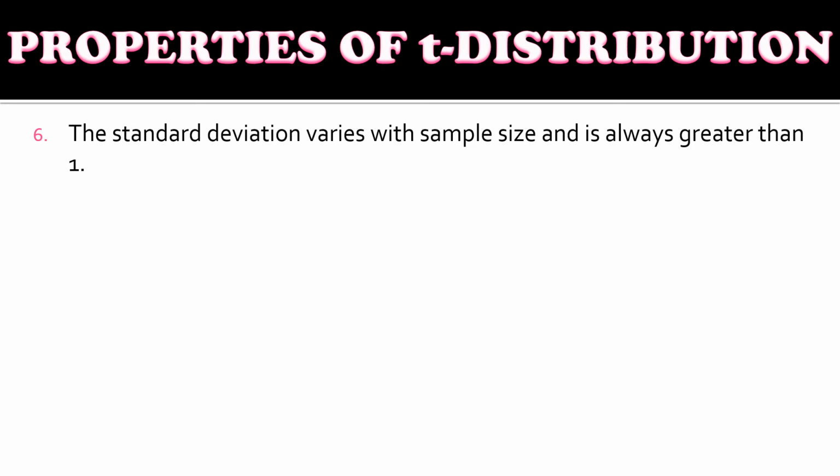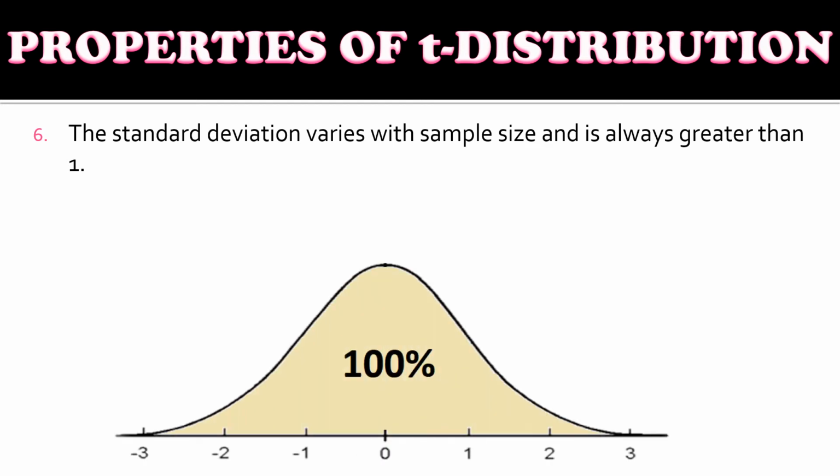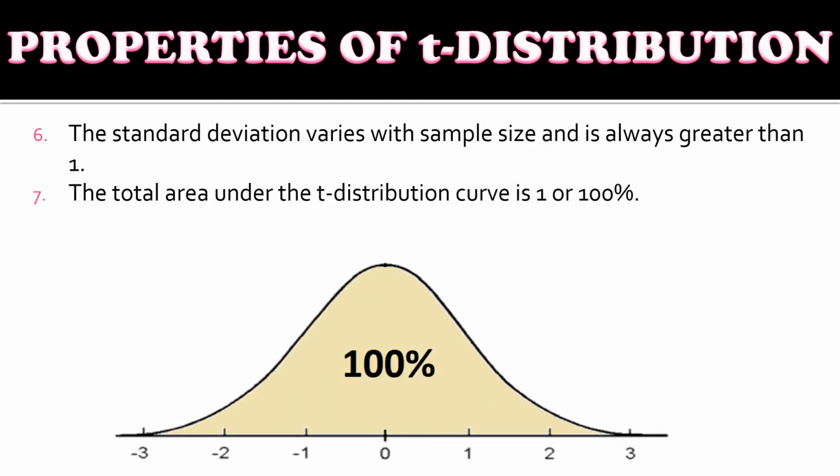The standard deviation varies with the sample size and is always greater than 1. The total area under the t-distribution curve is 1 or 100%. Same thing with the normal distribution, the total area under the curve is 1 or 100%.